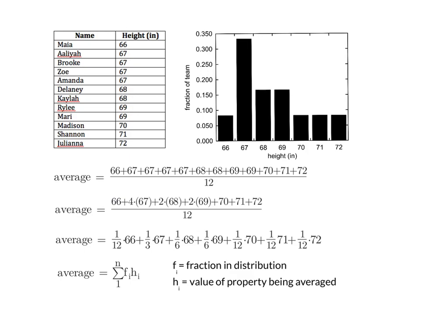This way of taking an average is often called a weighted average because each value of the property that you're trying to average is weighted or multiplied by the fraction of times it shows up in the distribution. And then that's all summed together to give the average. This concept is completely general and can be applied to finding the average for any property in any distribution.